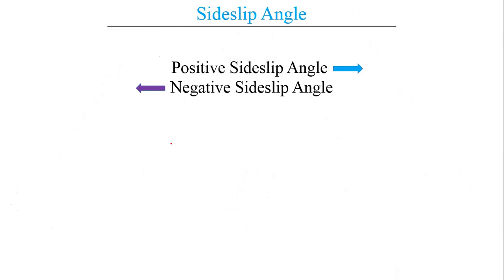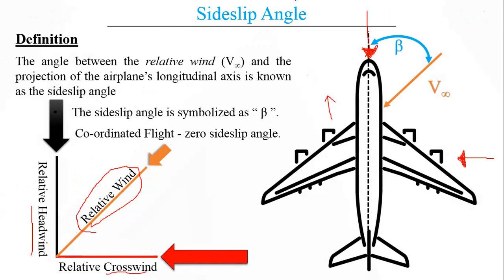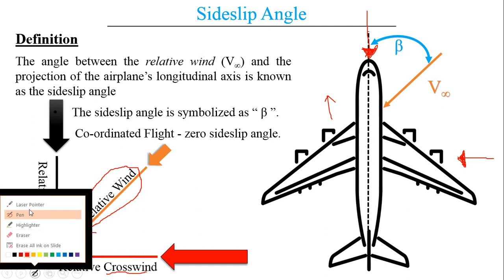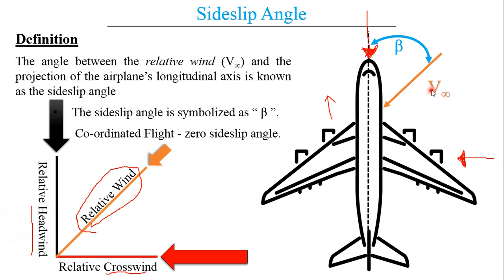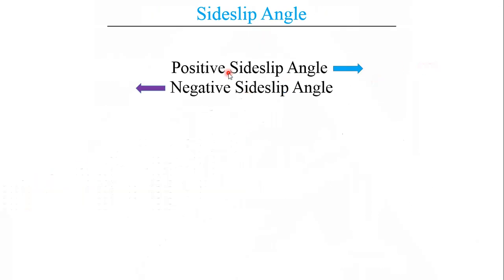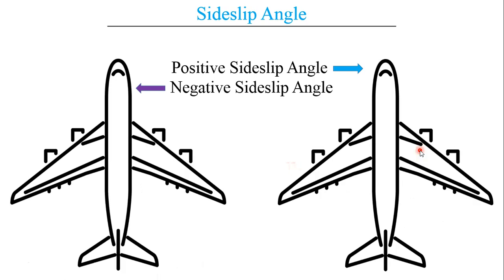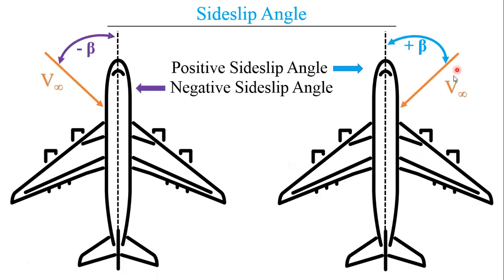When we are talking about side slip angle, we saw that there is an angular deflection. Here there are two possibilities. The relative wind can be either from this direction or this direction, based on which we classify it as positive and negative side slip angle. When the relative wind is from the right side of the aircraft's nose, it is known as the positive side slip angle and denoted by positive beta.